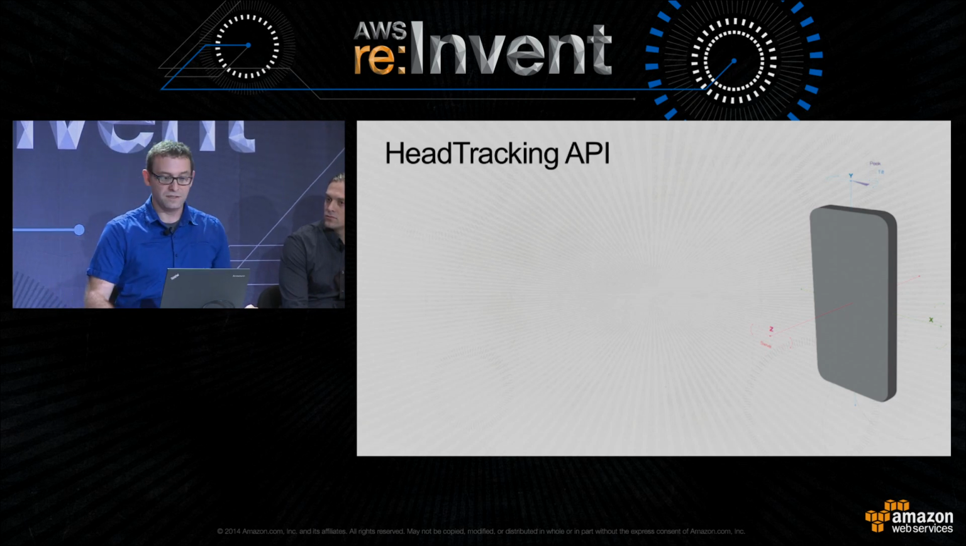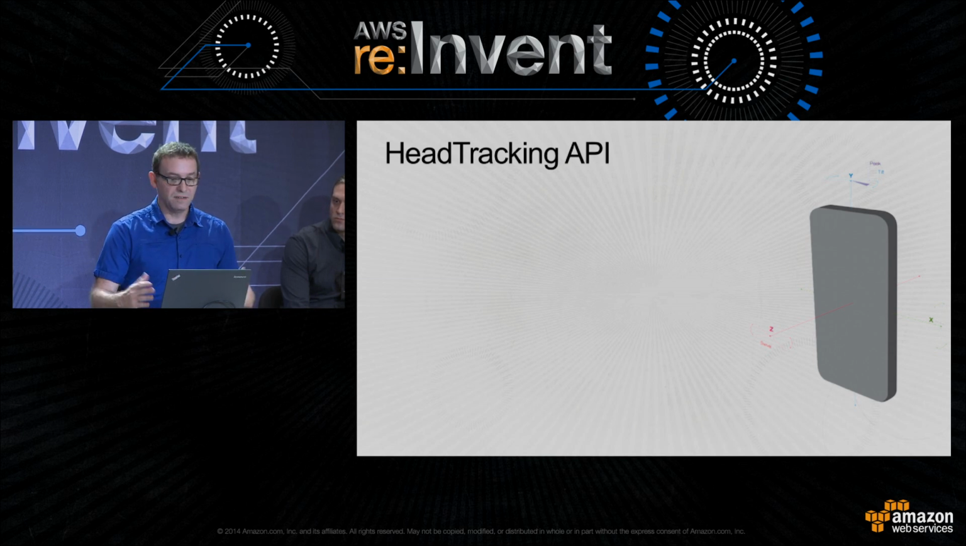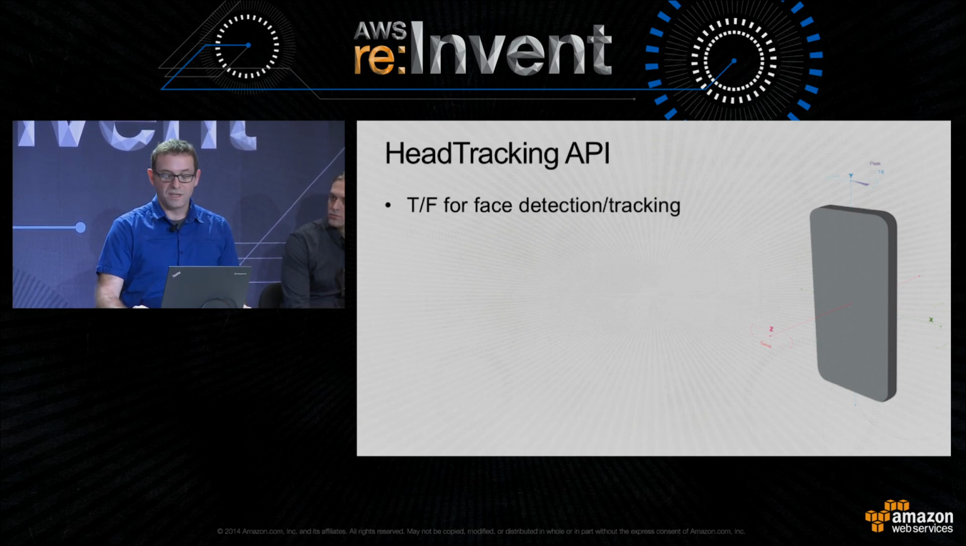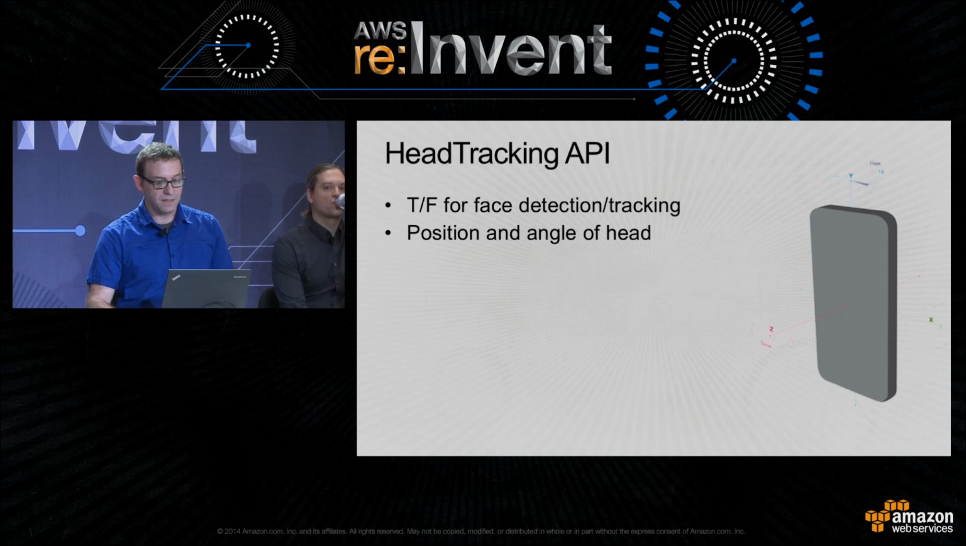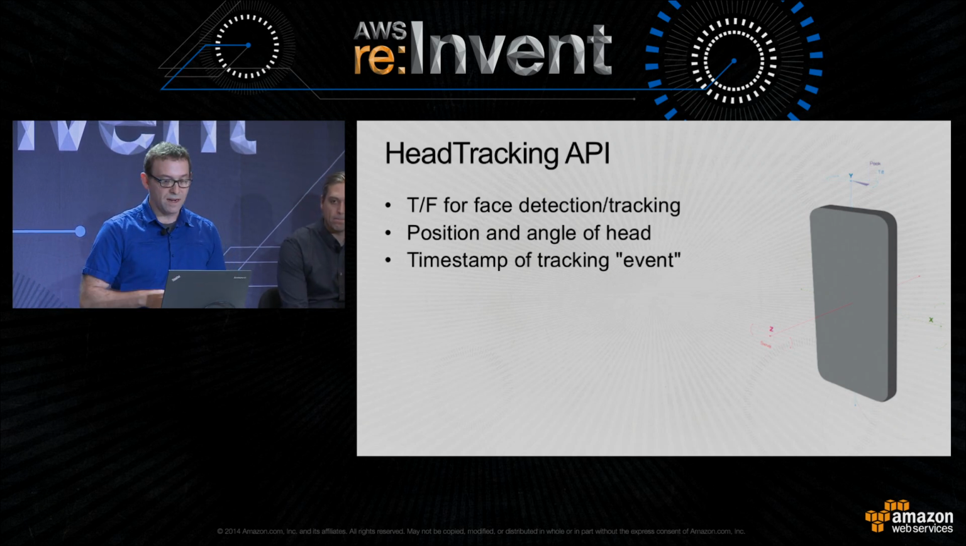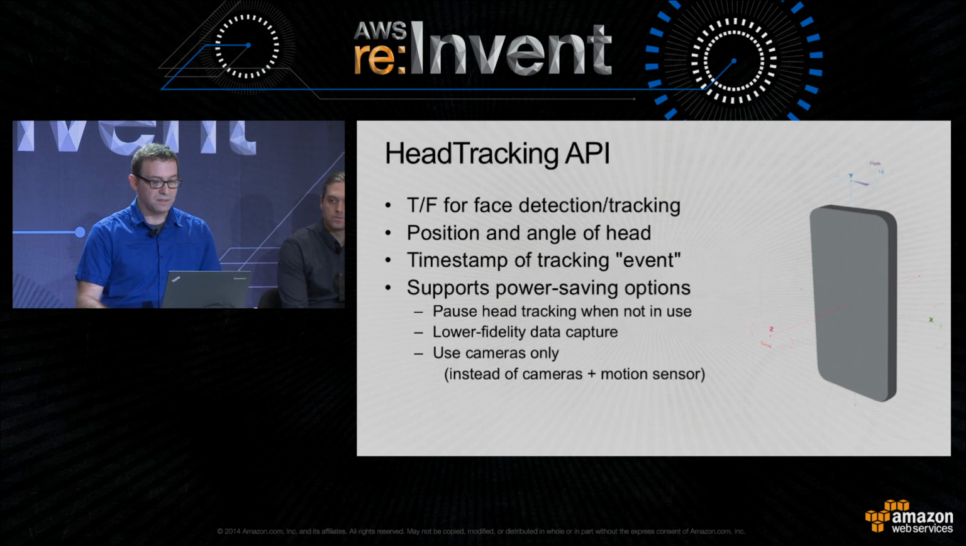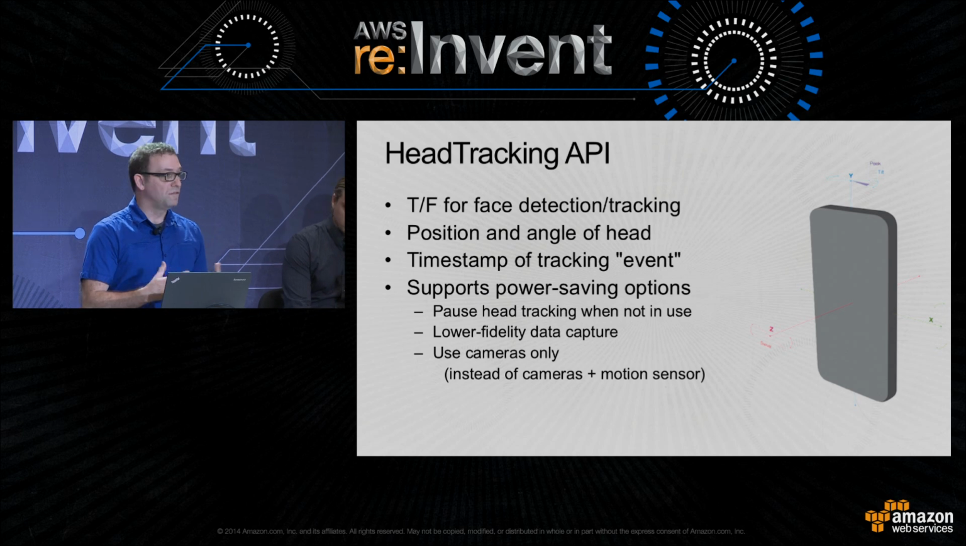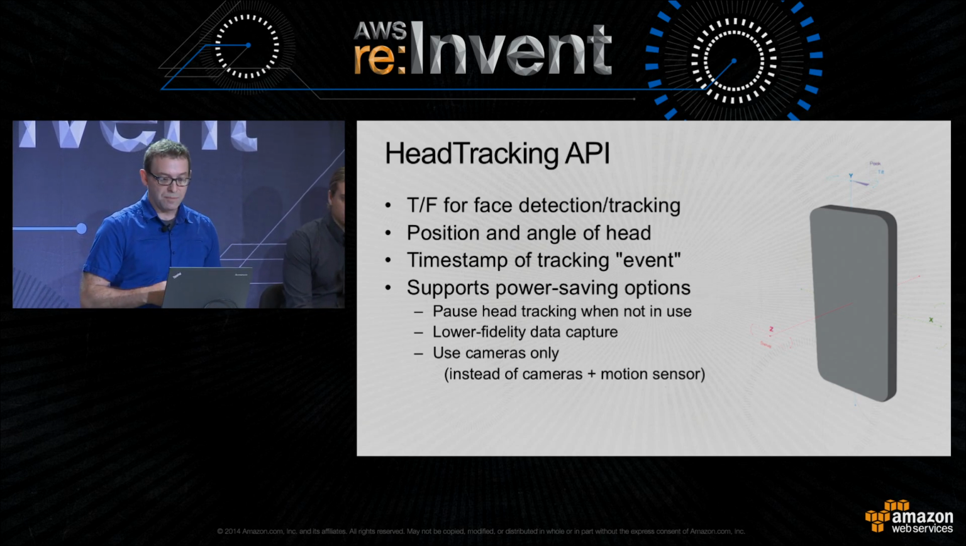So the Fire Phone also features dynamic perspective sensors, which are just cameras and motion sensors to allow for head tracking. They work with the software to recognize and track the user's head with respect to the front of the camera. This makes head tracking information available for all sorts of different usages in games and other apps. It returns all the data as an event, which contains information like true or false for face detection, the position and angle of the head with respect to the cameras, and a timestamp associated with when that event happened. It also supports some power-saving options like pause. You can also use lower fidelity capture, and you can use camera-only capture, so there's no motion sensor involved, to save power.